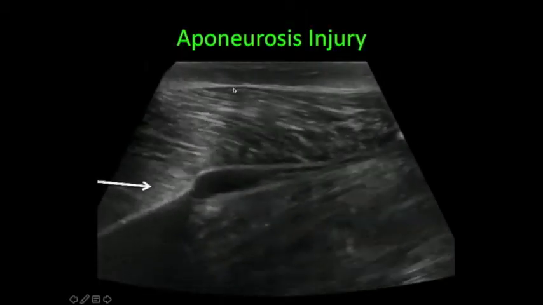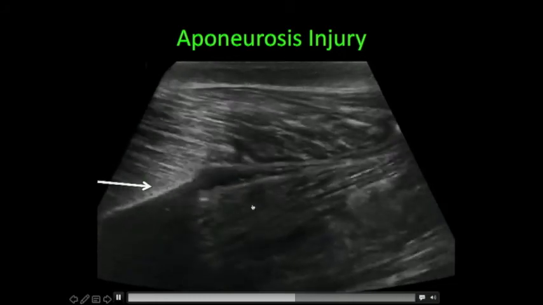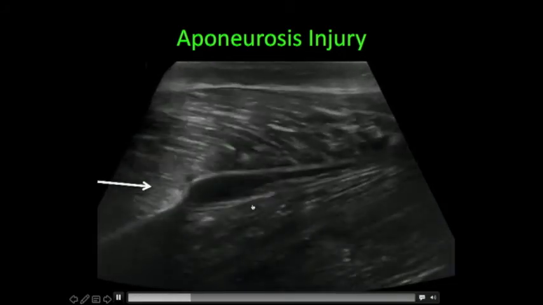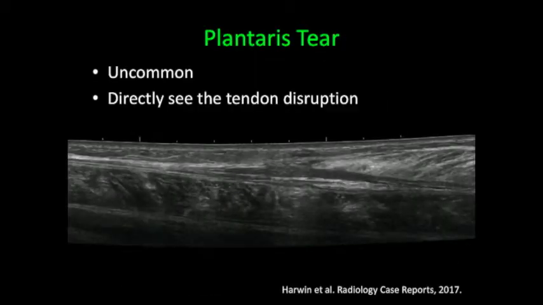And this is just another example of an aponeurosis injury. Here it looks like the gastrocnemius and soleus have just been peeled apart from each other. So another pattern that can occur. Plantaris tear is actually pretty uncommon. Management for these is pretty similar. If you have a partial gastrocnemius tear or a plantaris tear, you're going to do conservative management, but it's considered to be a slightly less serious injury, so there may be some utility in trying to tell the difference.